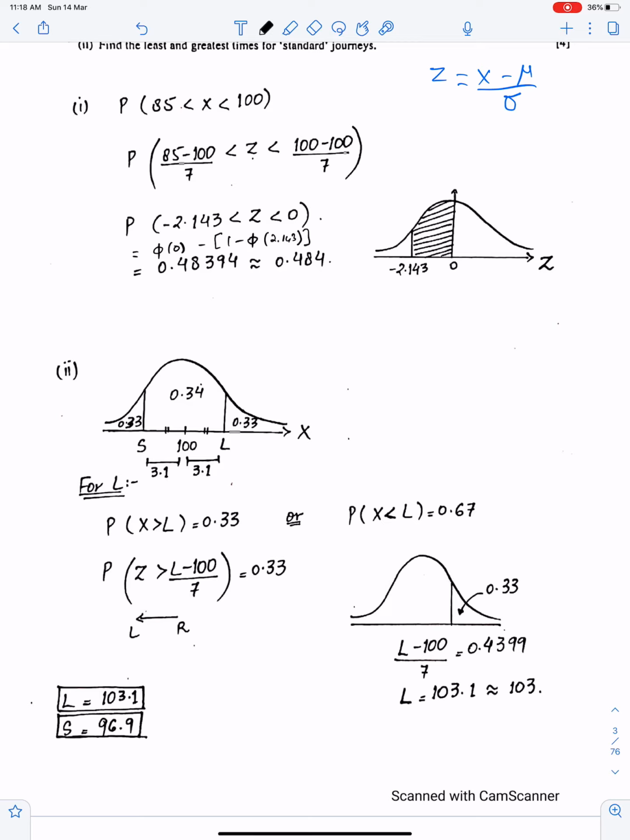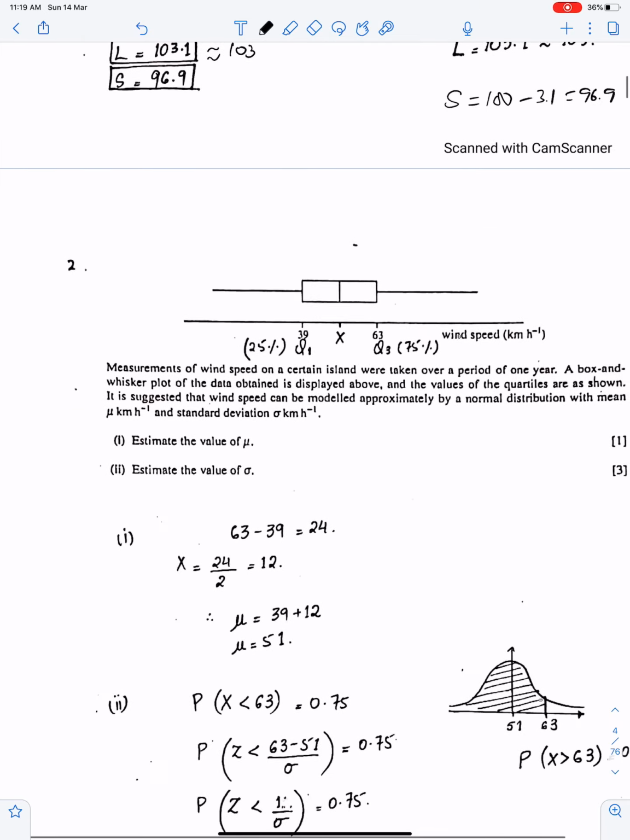Let me write the calculation of S. S will be 100 minus 3.1. That means 96.9. Give your answer up to 3 significant figures. And L should be 103 in 3 significant figures.